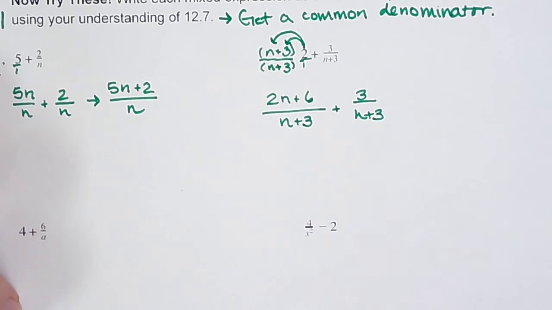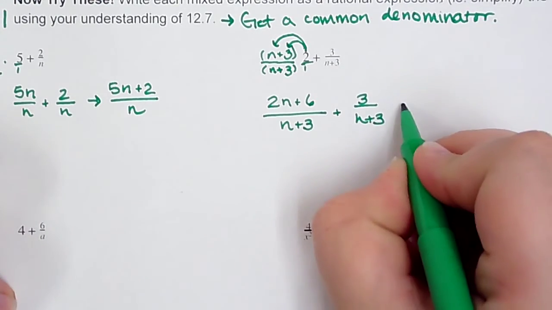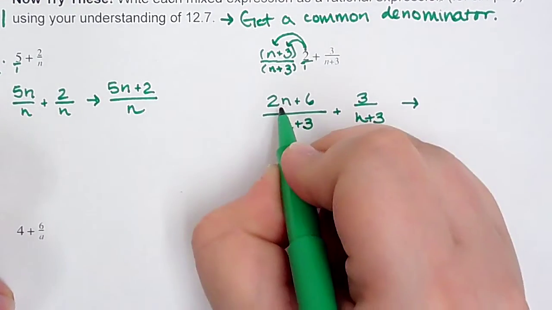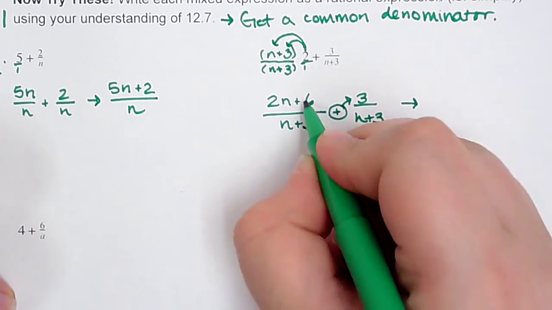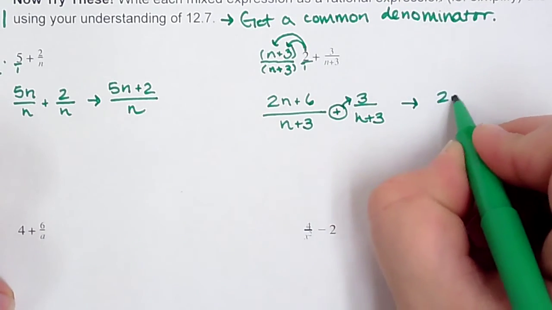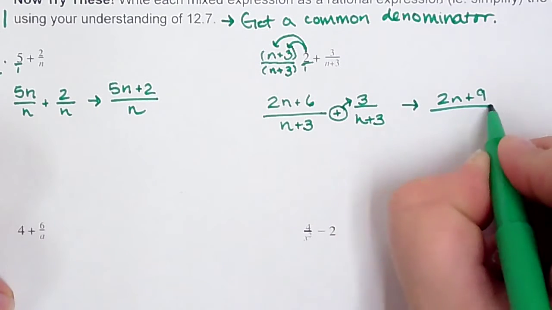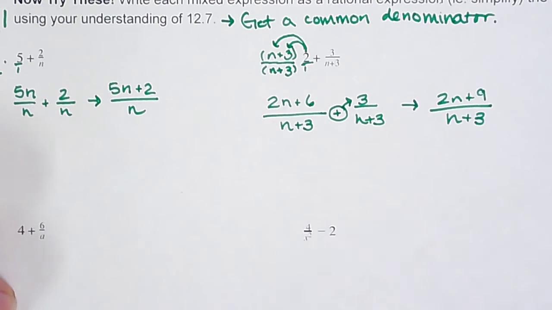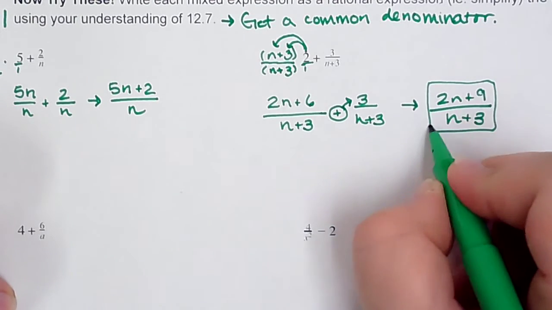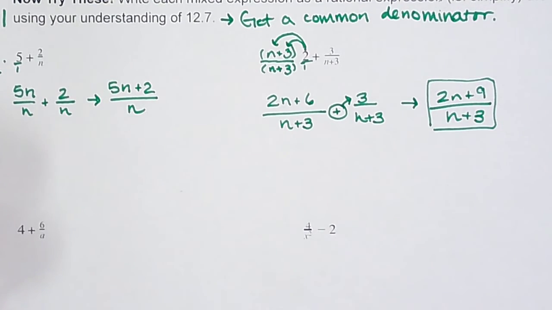Now we're used to breaking this up and simplifying in 12.7. Now we're just going to combine 2n plus 6 plus 3. 6 plus 3 is 9, so we now have 2n plus 9 divided by n plus 3. That is your answer for that one. All right.